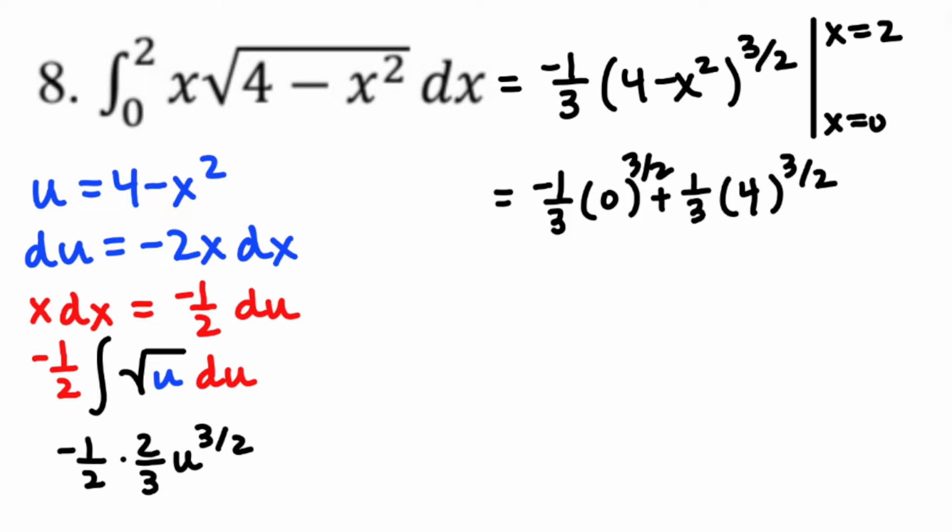And now, okay, this is probably a safe place to stop, but if you needed to keep going, like say in a multiple choice problem, you need to know that 4 to the 3/2 is the square root of 4 to the 3rd power, so that's 2 cubed. 8 divided by 3, that's going to be 8/3.